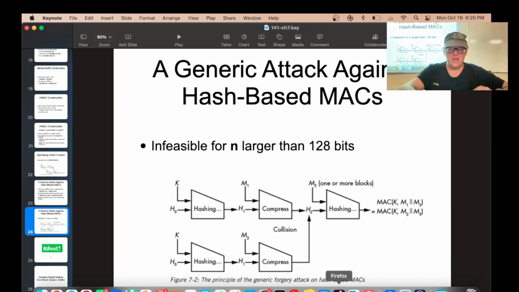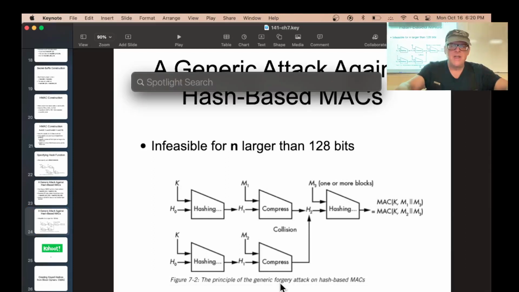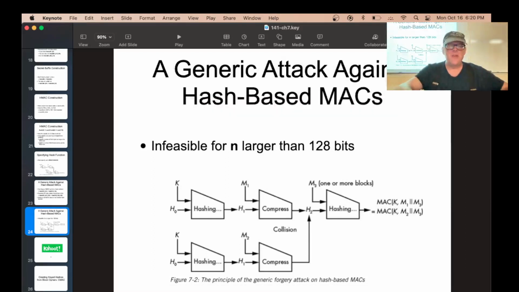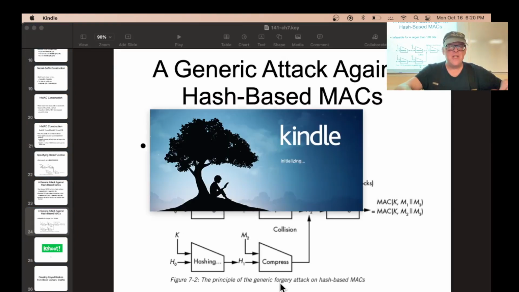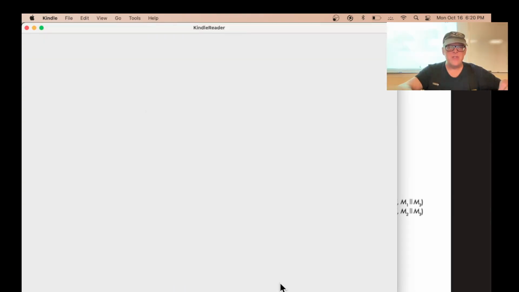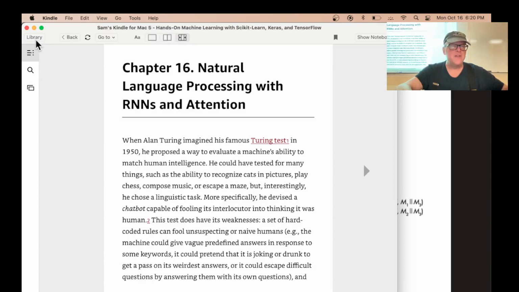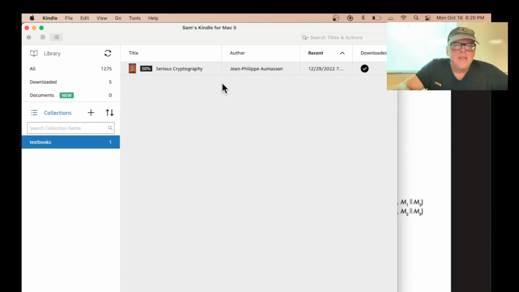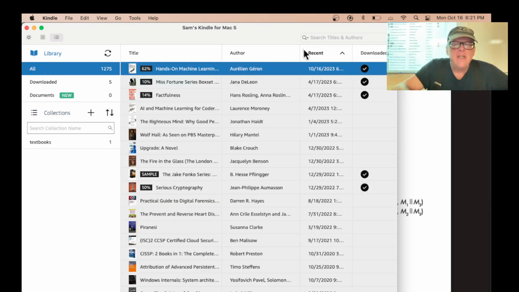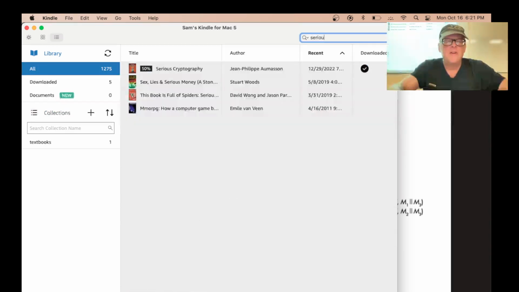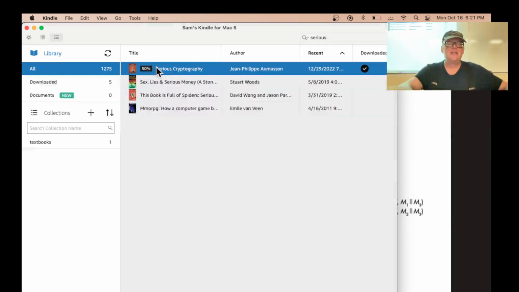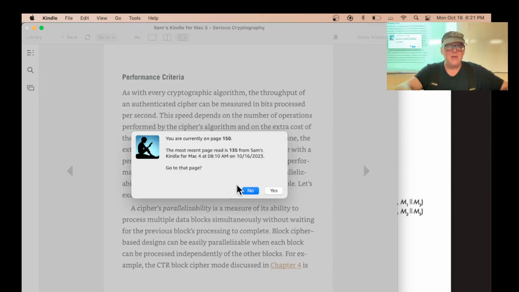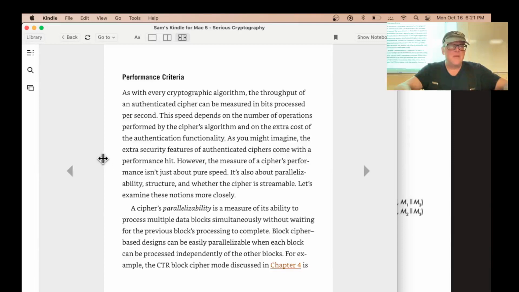Let me bring up the book and see if I can figure out what they said there, because I thought you'd need 256 bits, like SHA-256. A generic attack against hash-based MACs. Let me just bring this up and see if I can find out what happened, because now I'm not convinced I understand it. Textbooks, all right. Maybe I don't have this book on this machine. It's Serious Cryptography. There we are. I want to find chapter 7.